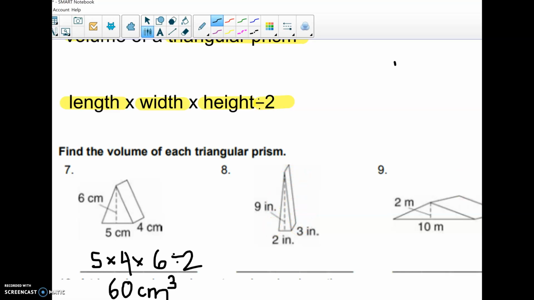Okay, so you guys try these two. Pause the video. Length times width times height, divide by 2. Okay, and then come back when you're done, see if you got it right.